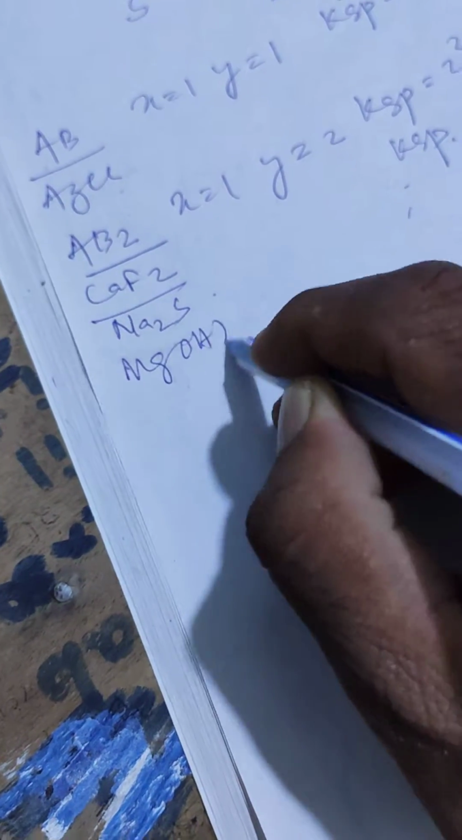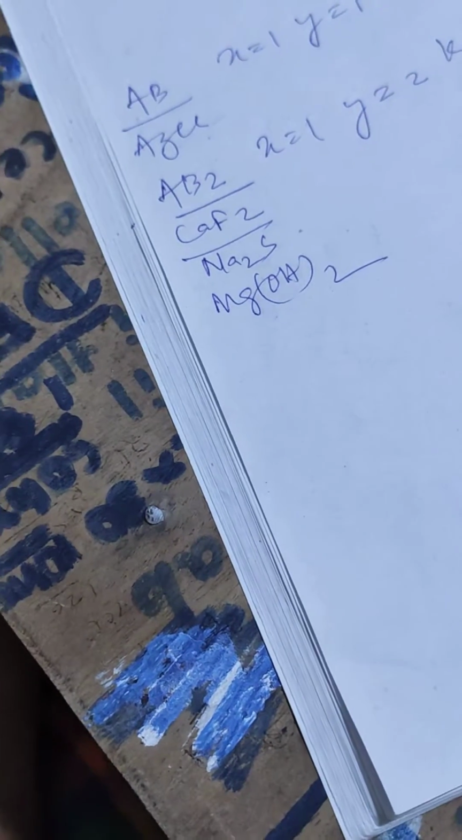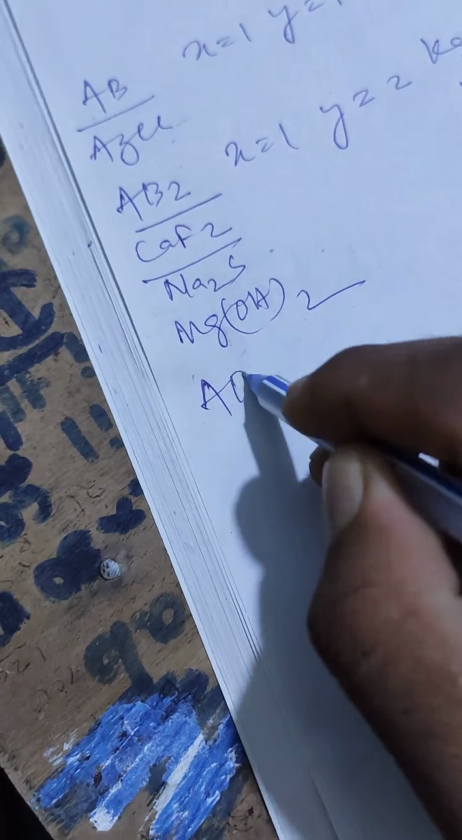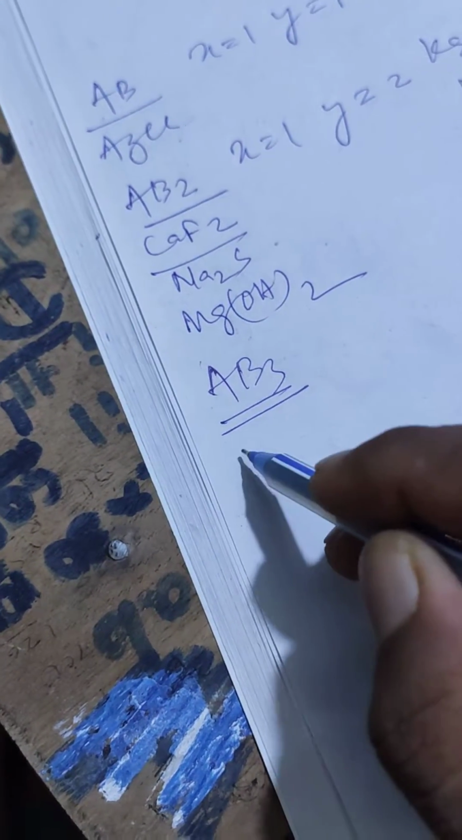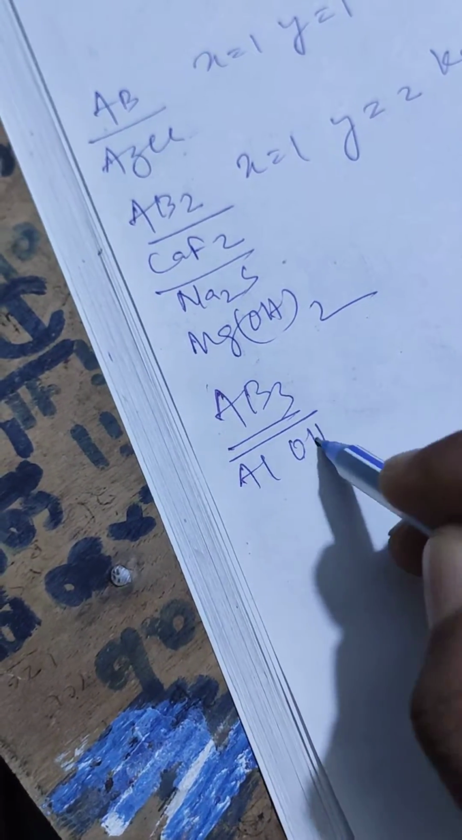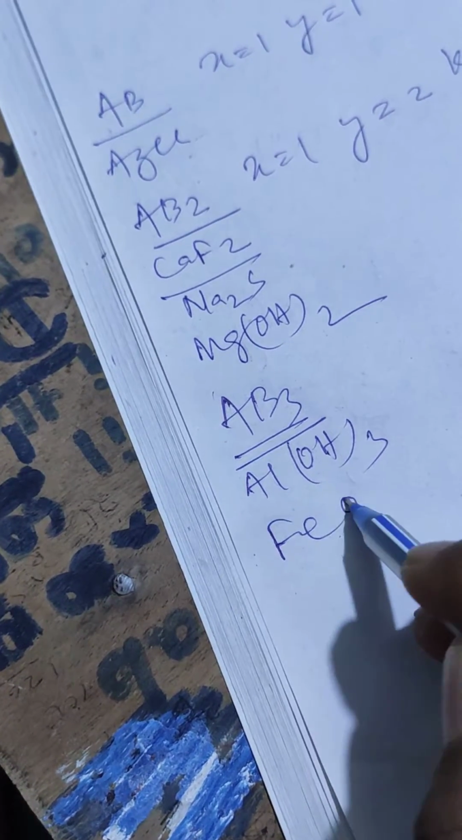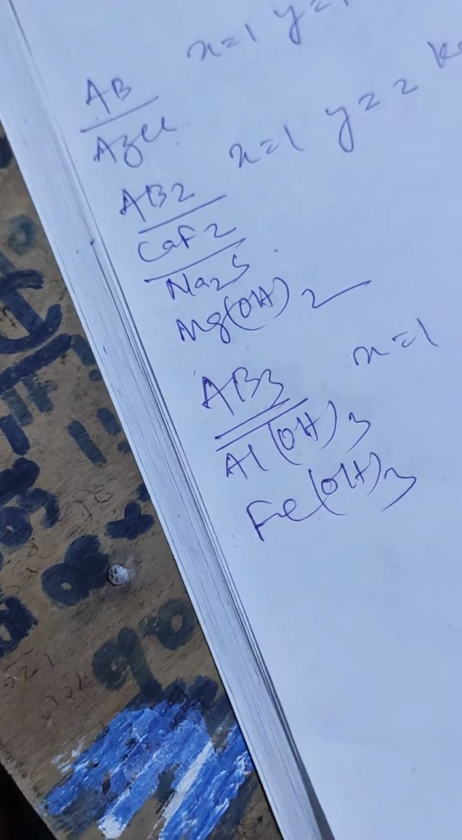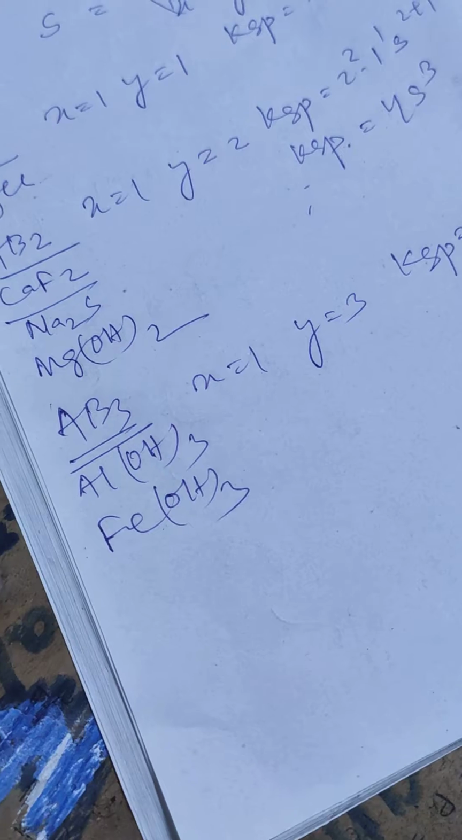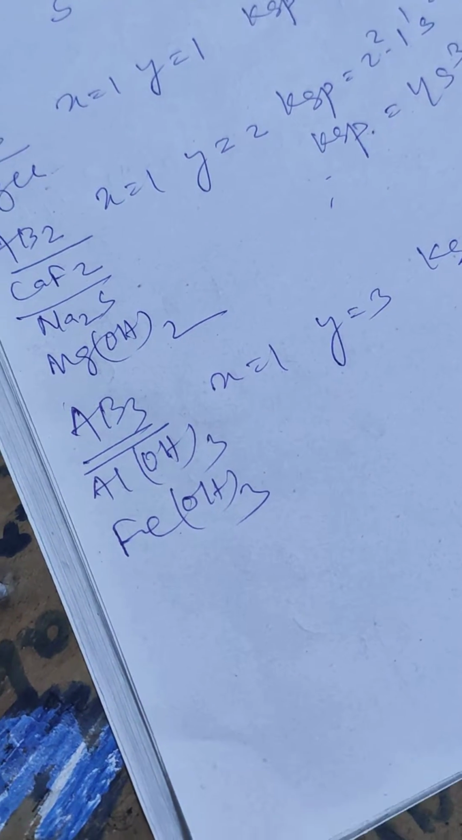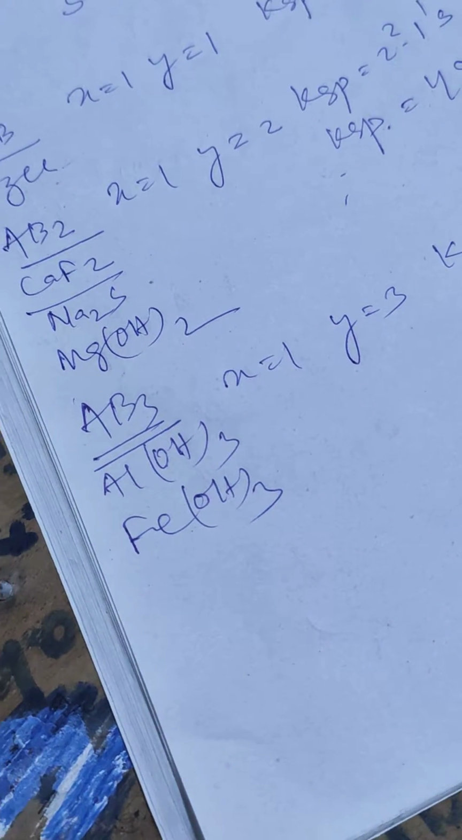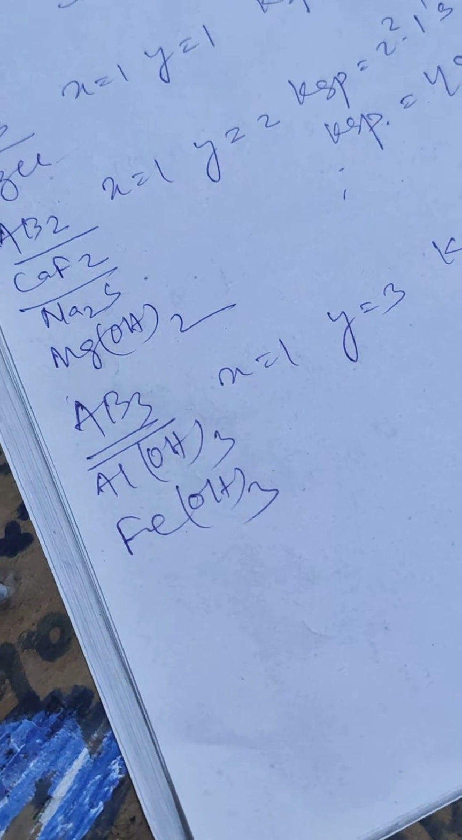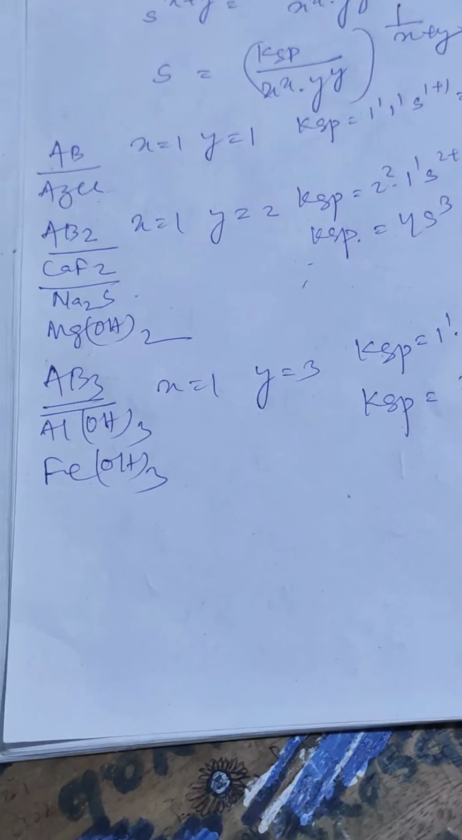Somebody can consider magnesium hydroxide also under the same category. Next is the AB3 type. Under this category, we can take aluminum hydroxide, and ferric hydroxide also. X is equal to 1, Y is equal to 3. Ksp will be equal to 1 to the power 1, 3 to the power 3, S to the power 3 plus 1. So the Ksp is equal to 27 S to the power 4. Correct? So this is the different relationship.